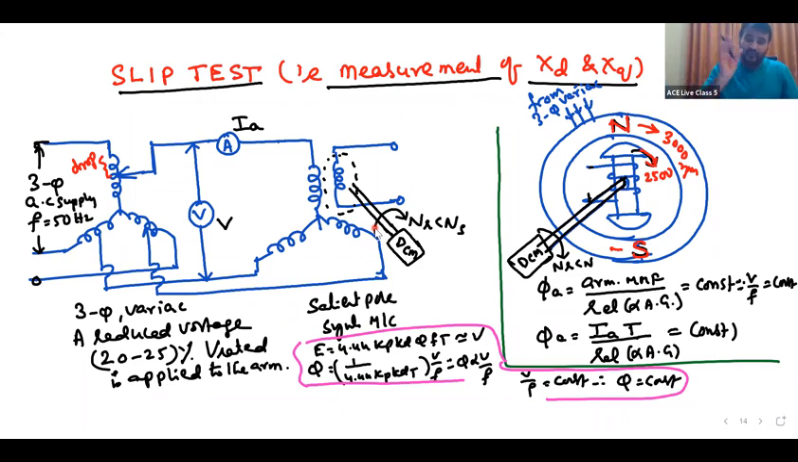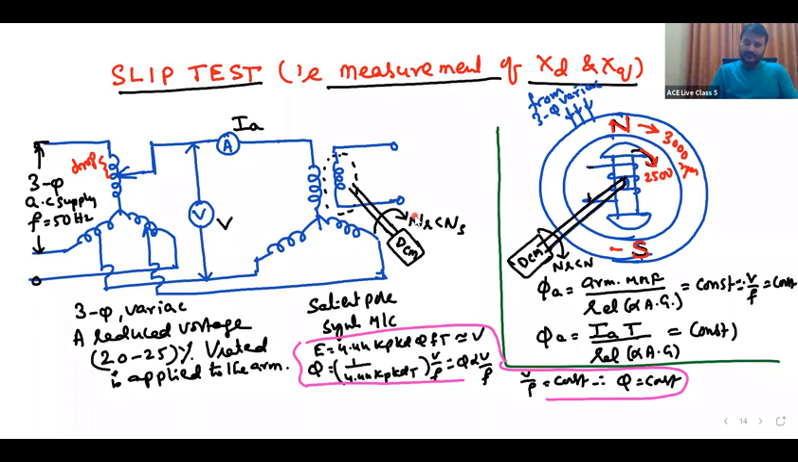Slip must be there. That's the reason this is called the slip test, dear students. Slip 0 means you cannot measure XD and XQ. During this experiment we rotate our machine and some slip is maintained. Number 1: the rotor has to be rotated at less than or more than synchronous speed. If rotated at synchronous speed, there is no variation of ammeter and voltmeter reading, and it is not possible to measure XD and XQ.